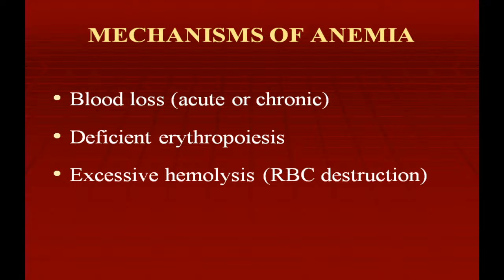What are the main mechanisms of anemia? So there are three main: blood loss, which can be acute and chronic, deficient erythropoiesis, and excessive hemolysis, when we see RBC destruction.